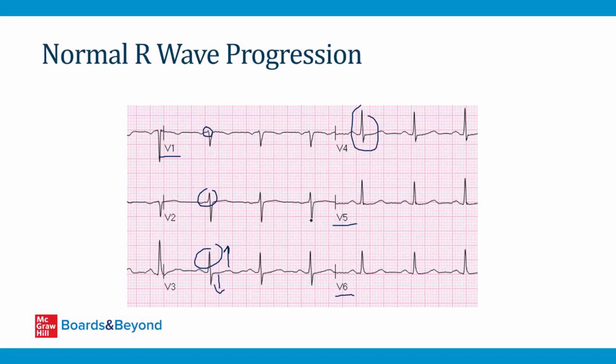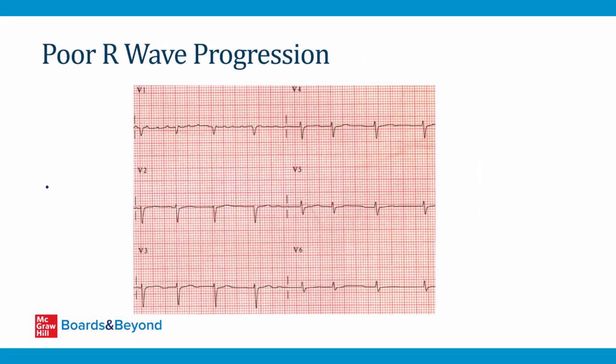Here's an EKG from a patient of mine who had a prior anterior wall infarction. In other words, a prior STEMI involving the left anterior descending artery that caused ischemia and scar formation in the anterior wall of the left ventricle. You can see that here we are in V3 and we still have a very tiny R wave. It's smaller than the S wave.